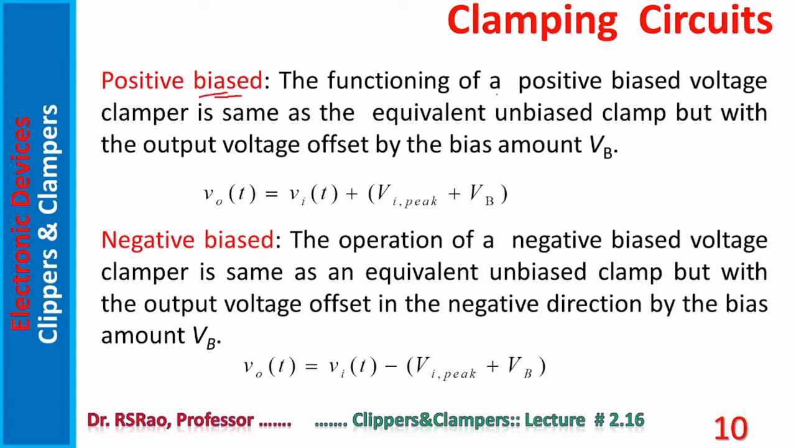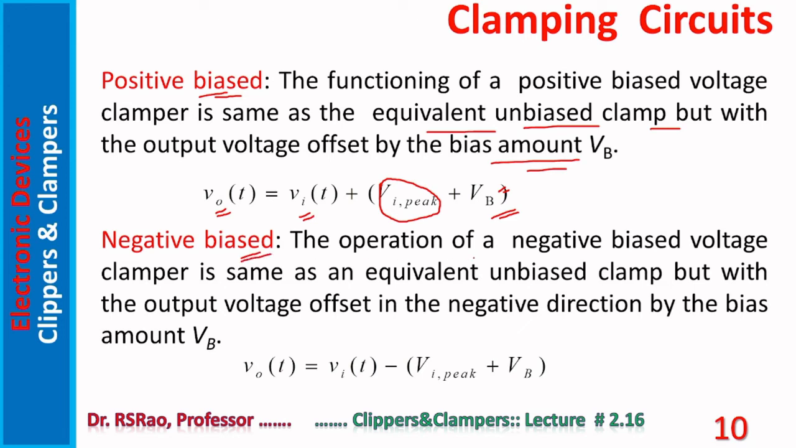Some more points regarding clamping circuits. Positive biased. The functioning of a positive biased voltage clamper is the same as the equivalent unbiased clamp, but with the output voltage offset by the bias amount VB. V0 is Vi plus Vi peak plus VB. VB stands for bias voltage. Capital Vi represents the voltage to which the capacitor is charged. V0 is the output voltage, Vi is the input voltage.